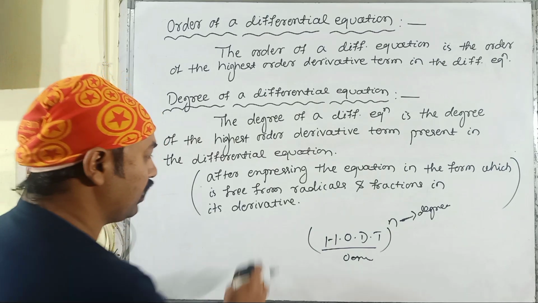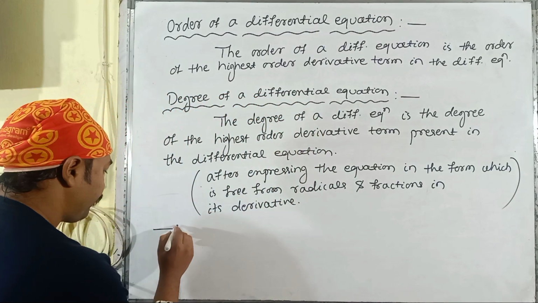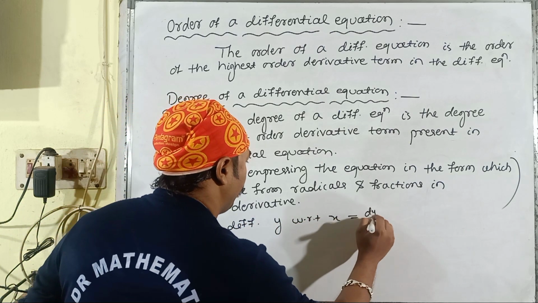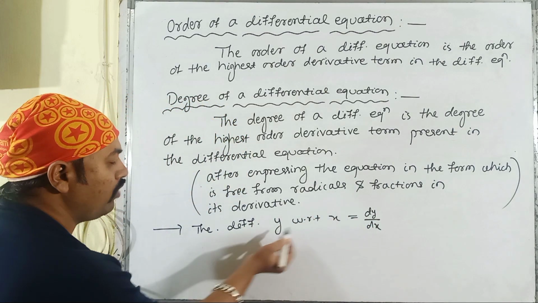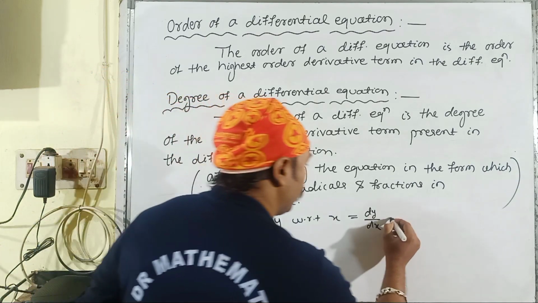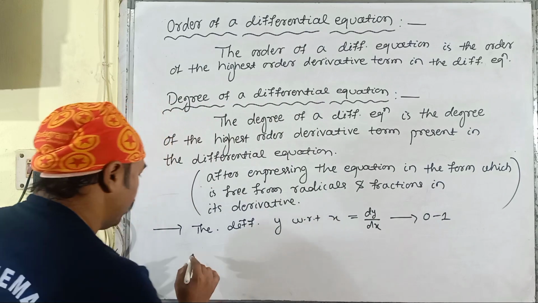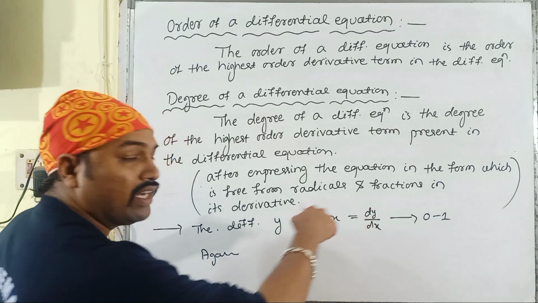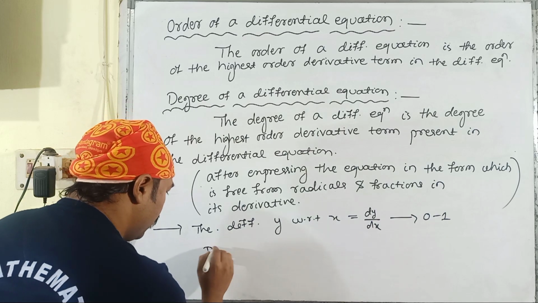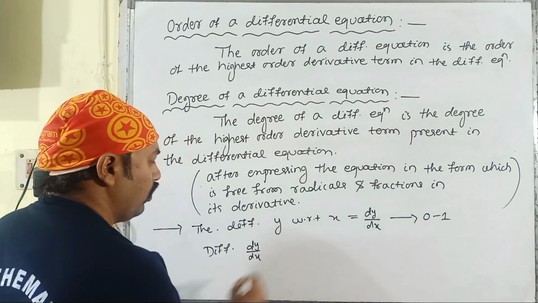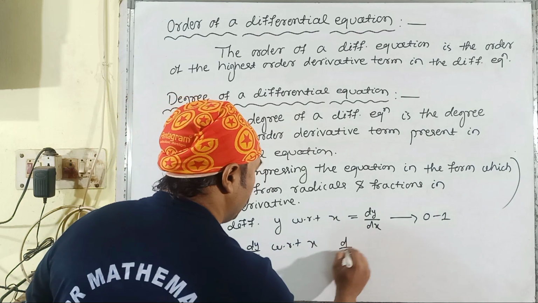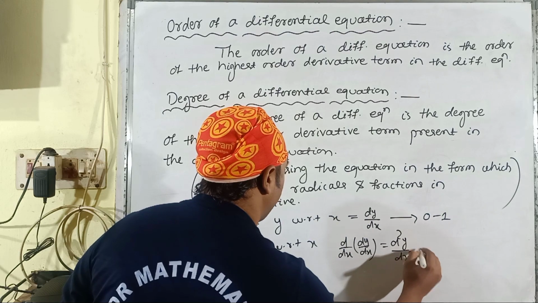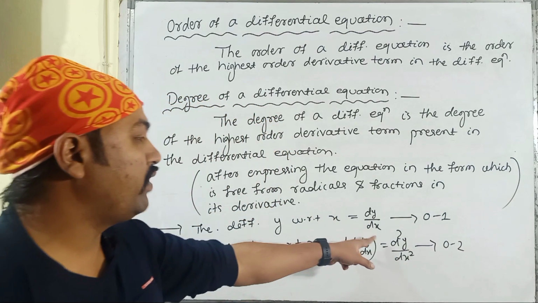But before going to the examples, let us again discuss what the highest order derivative term is. The differentiation of y with respect to x is denoted dy by dx, and we have differentiated y with respect to x a single time, the first time. So here order is equal to 1. Then again differentiating dy by dx with respect to x, that means the derivative of dy upon dx, it is d square y upon dx square, and here order is 2, that means y has been differentiated 2 times.